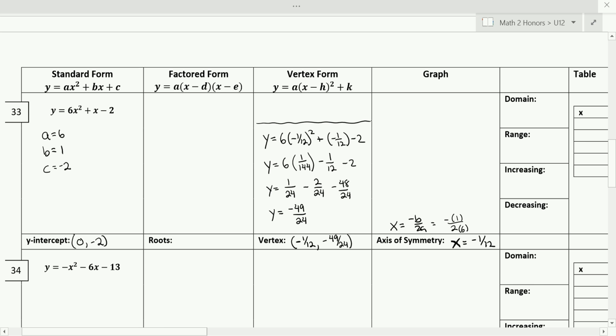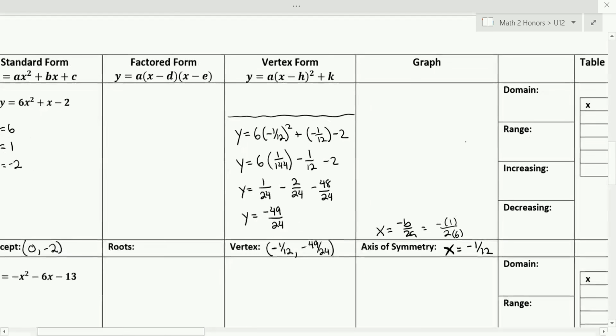What are you guys coming up with? -49 over 24. What we want. And then from there, you're going to create your vertex form. All right. And there it is.